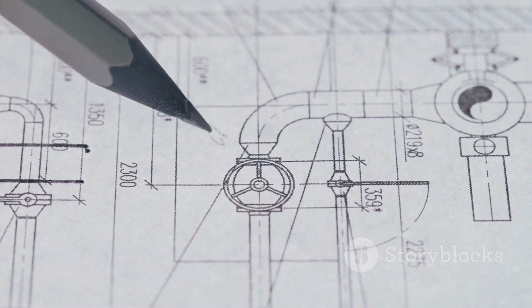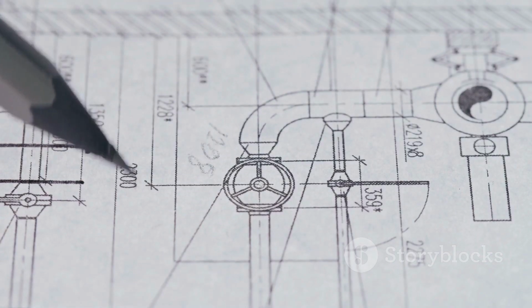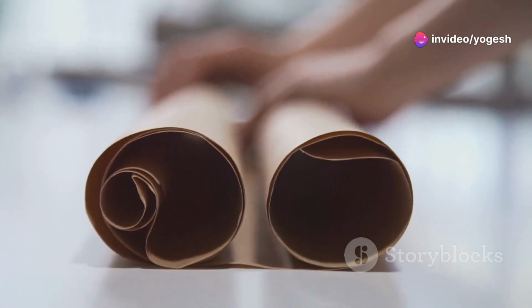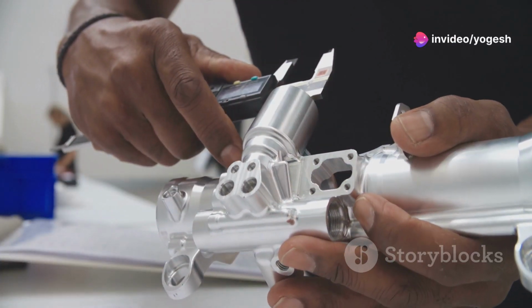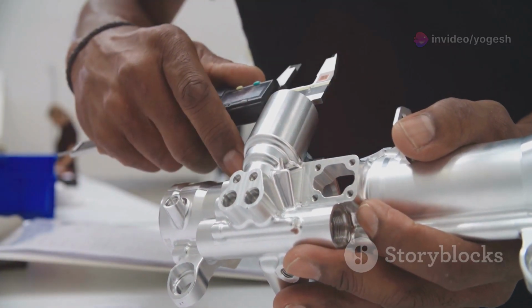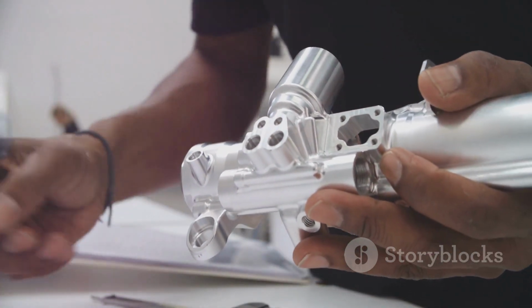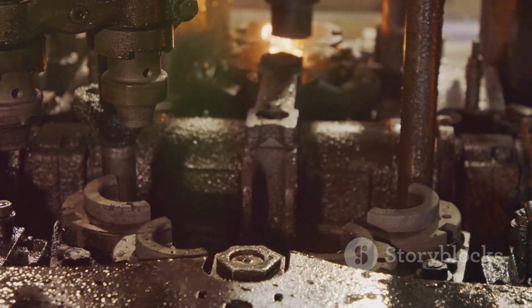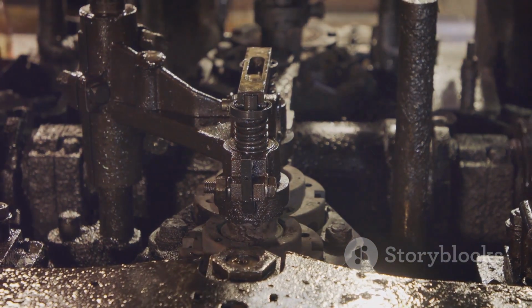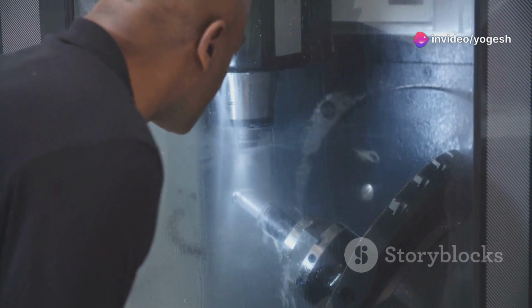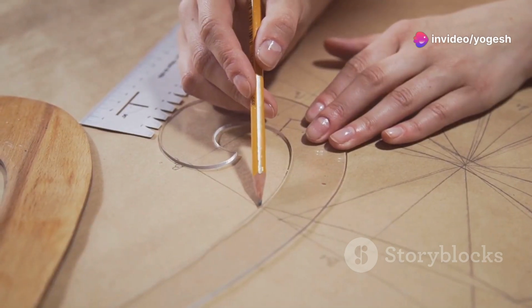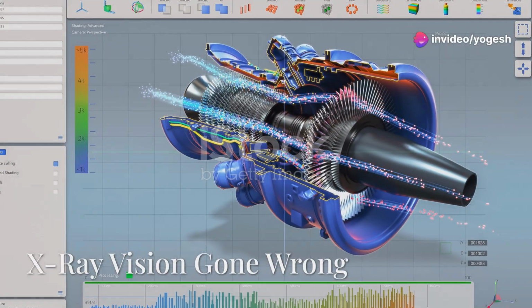Understand fits: clearance, interference, and transition. Don't use generic tolerances for everything. Specify what matters. Design for manufacturability, generous where possible, precise where needed. Smart tolerancing saves money and ensures your parts work together. Always think about how your part will be made. Good tolerancing is the mark of a pro.